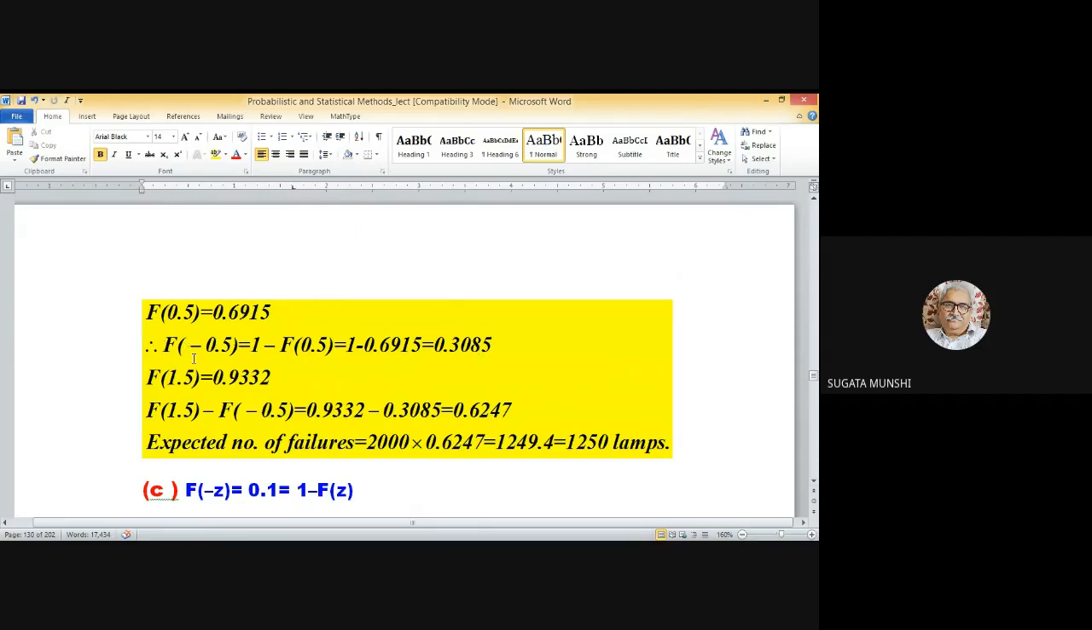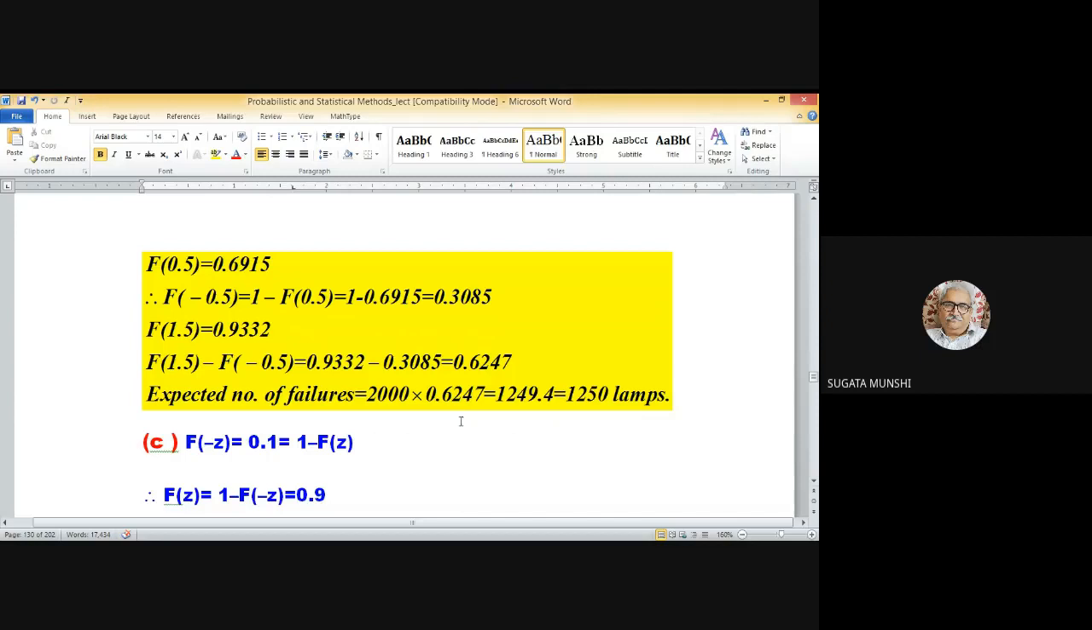F evaluated for Z equal to 1.5 is equal to 0.9332. So F of 1.5 minus F of minus 0.5 becomes 0.6247. Therefore, the expected number of failures will be 2000 into 0.6247. That means 1250 lamps.